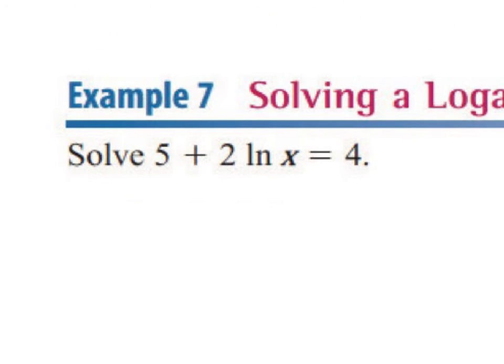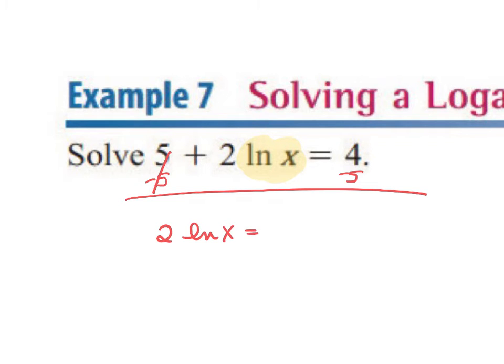Okay, here we go. Let's look down here. All right, there's my function. I want to get the natural log of x by itself. So let's go through basic algebra. How do I do that? Subtract 5 from both sides. Perfect, subtract 5. So I get 2 times the natural log of x equals negative 1.